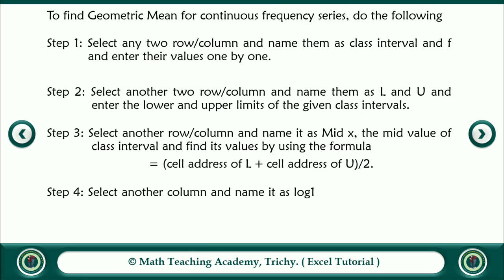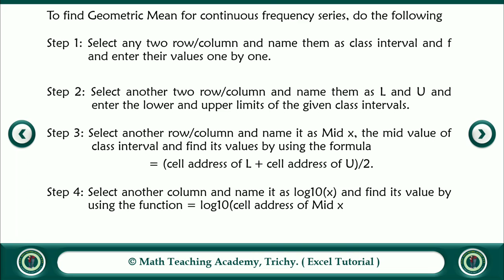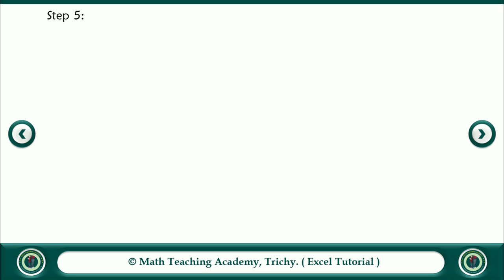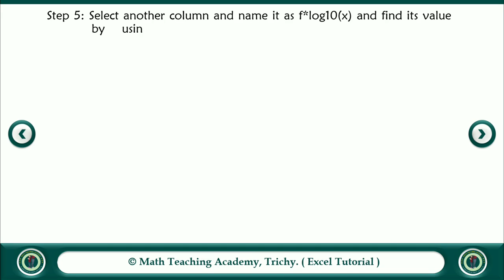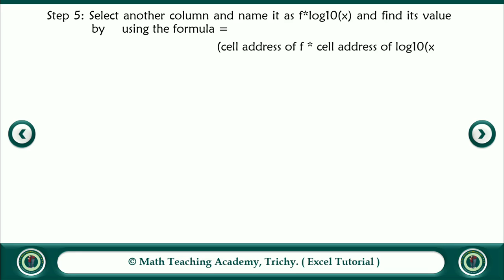Step 4, select another column and name it as log 10 of x and find its value by using the function equal to log 10 of cell address of mid x. Step 5, select another column or row and name it as f into log 10x and find its value by using the formula equal to cell address of f into cell address of log 10x.